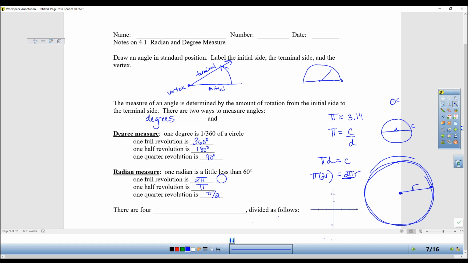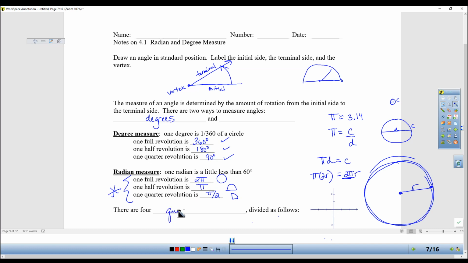Okay, if you totally didn't understand what I said in the last minute, doesn't matter. Memorize this. One full revolution, 2 pi. Half revolution, pi. Quarter revolution, pi halves. So just like you've known for years 360, 180, and 90, now you have to know 2 pi, pi, and pi halves.